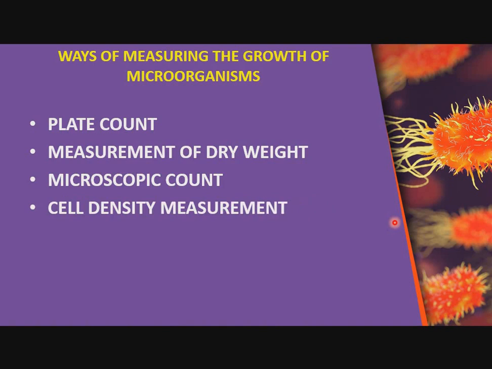We have the next one, cell density measurement. The density of an aqueous suspension of microorganisms can be measured using two instruments, either a colorimeter or a spectrophotometer. We have the use of filter membrane. If one is using a filter membrane to measure the growth of microorganisms, the microbes are cultured in a medium inside a membrane filter, and the number of colonies is later counted. It is always used for counting microbial loads in food, water and milk, or even soil.